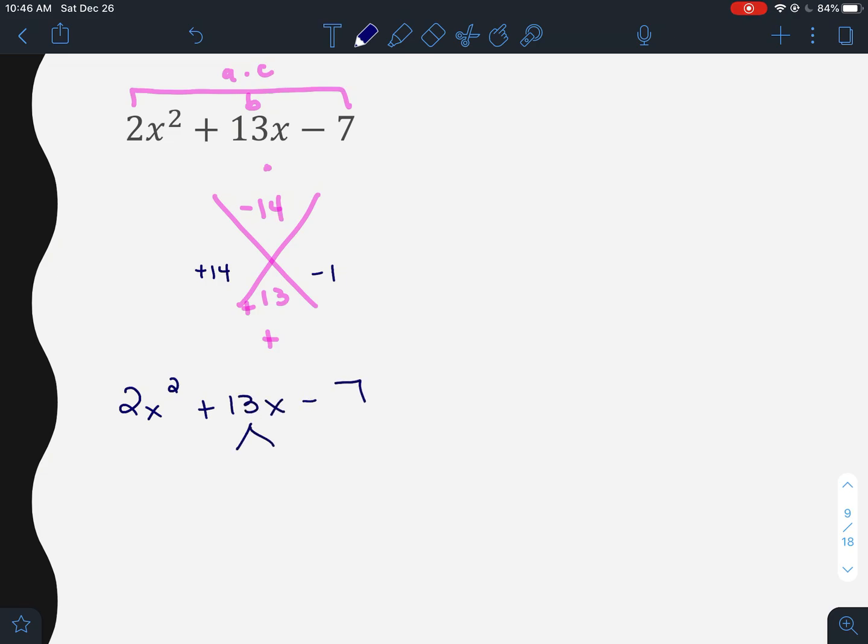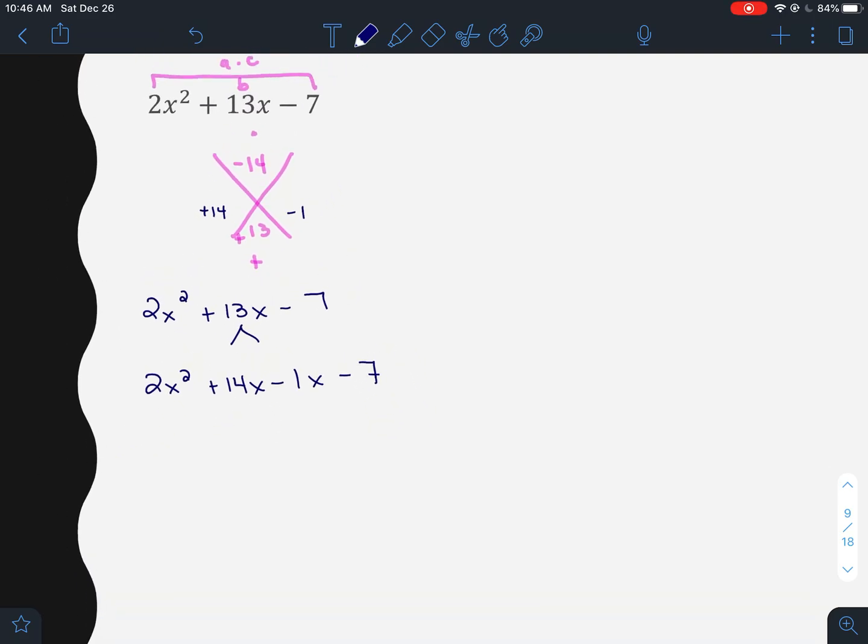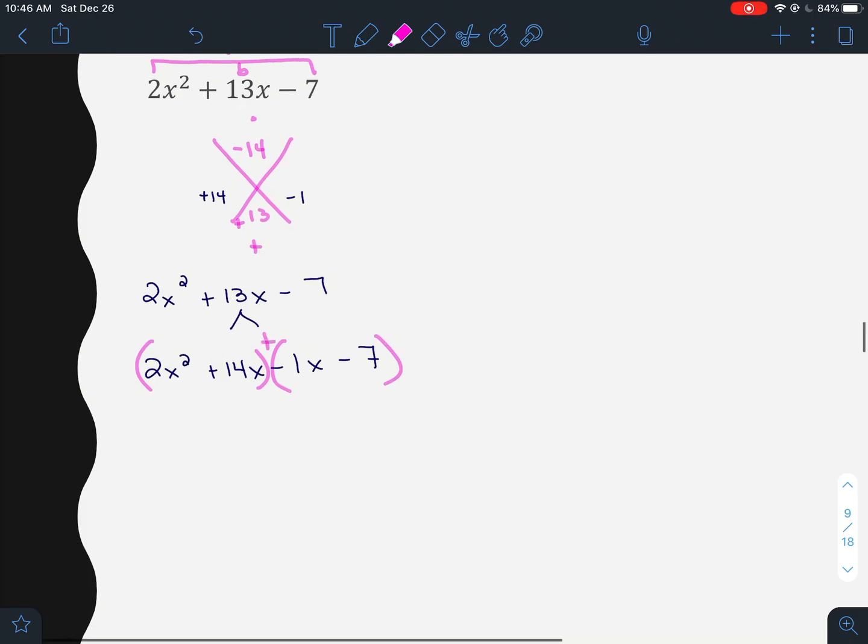So let's factor by grouping. So 2x squared plus 13x minus 7. We're going to break up that middle term. So it's going to be 2x squared, and then it's positive 14x and negative 1x, and then minus 7. And then with factoring by grouping, group the first two, group the second two, plus sign in the middle. So 2x squared and 14x have a common factor of 2x. And I'm left with x plus 7.